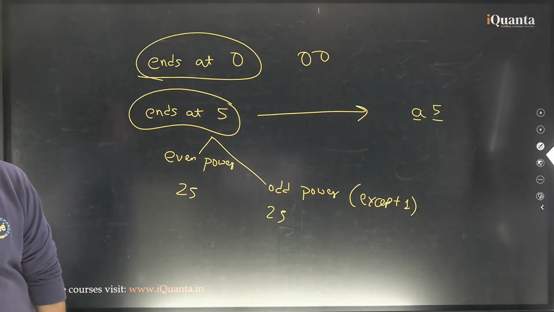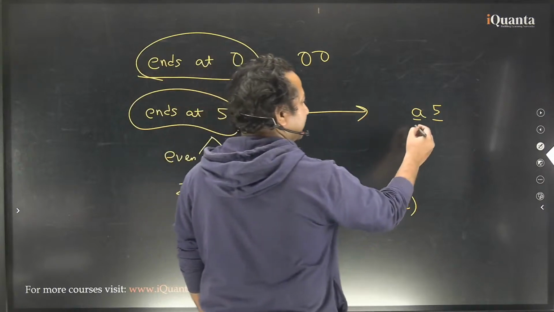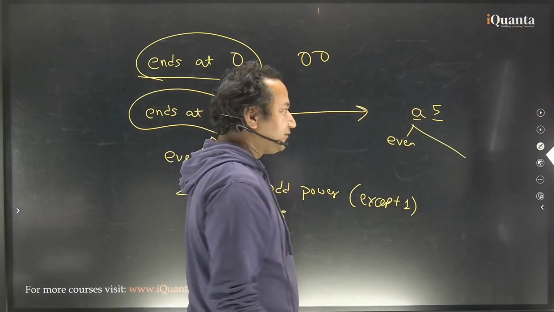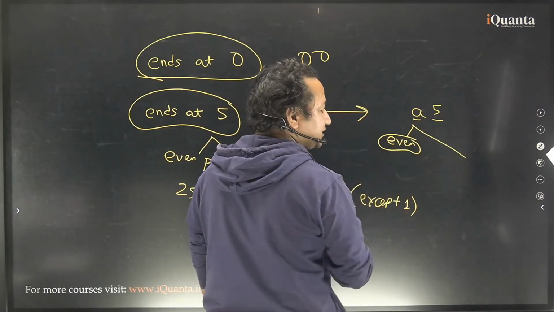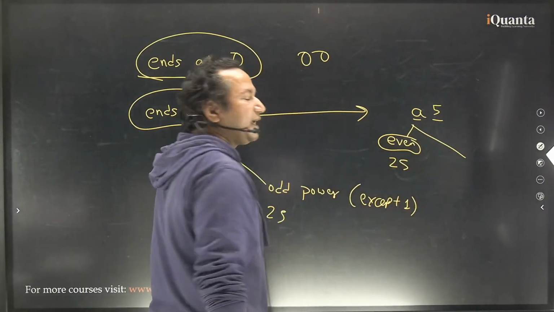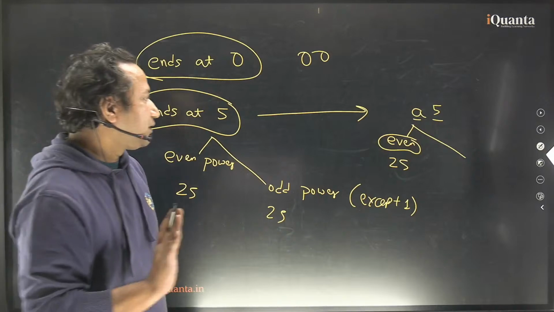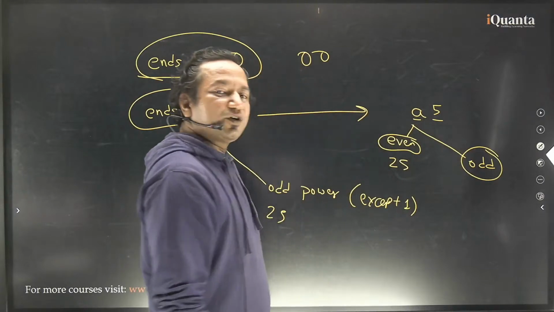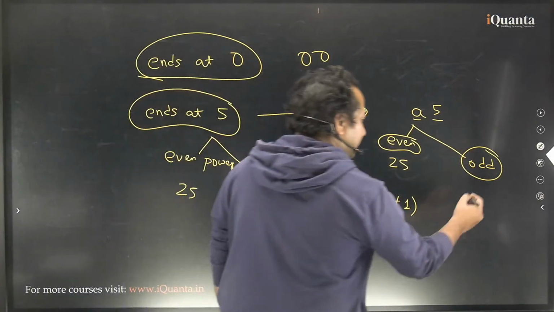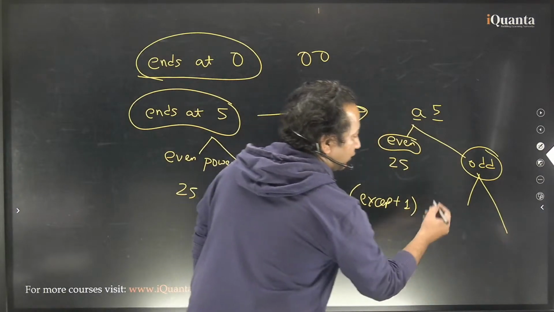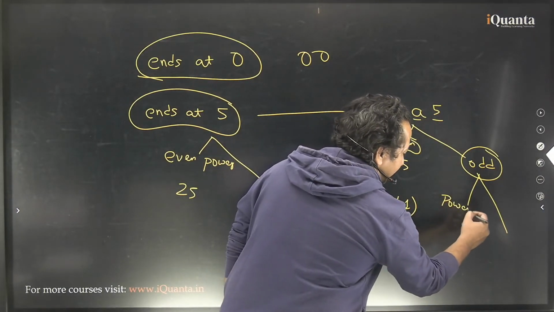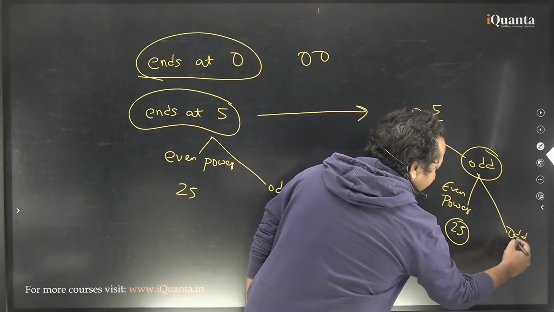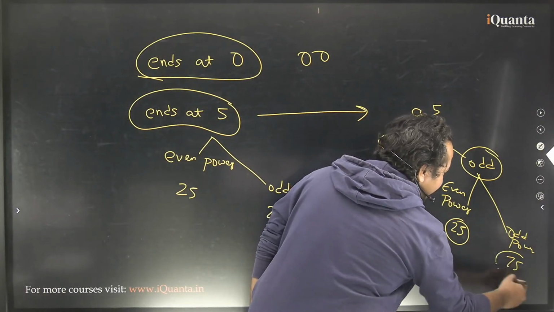So, in this case, what will happen? It depends on the value of A. If A is even, in that case, it will always end at 25 for any kind of power. But if A is odd, then we have a problem. If A is odd, it depends whether the power is even or odd. When we have an even power, it will end at 25, and if we have an odd power, it will end at 75. This is important.